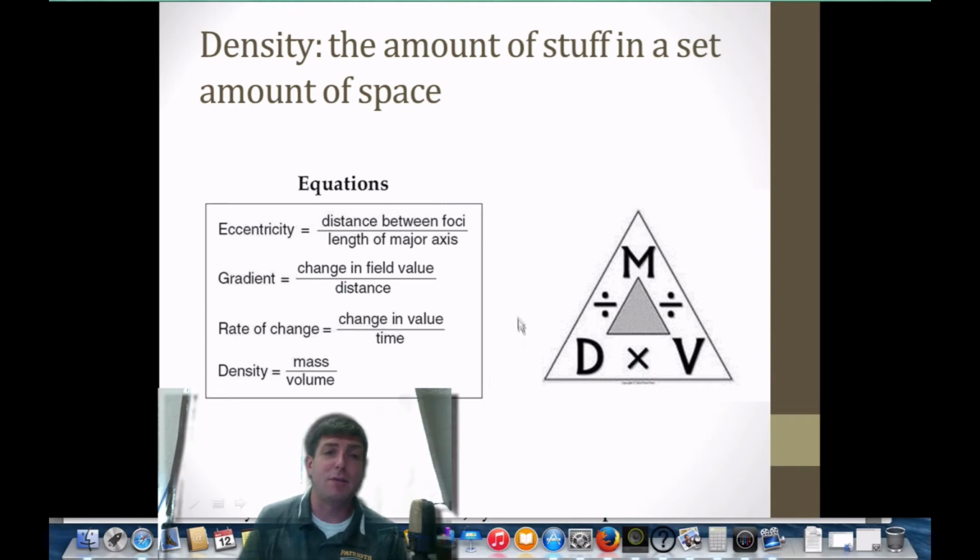So density, your definition right up here, you want to get down: the amount of stuff in a set amount of space, nice and simple, the amount of mass in a set amount of volume, however you want to say it.